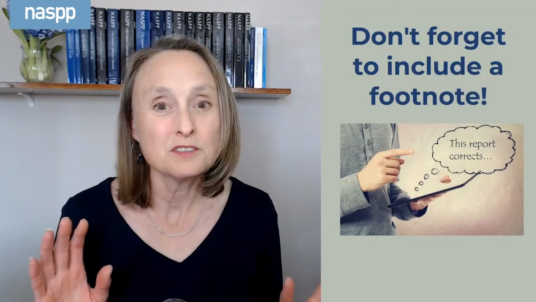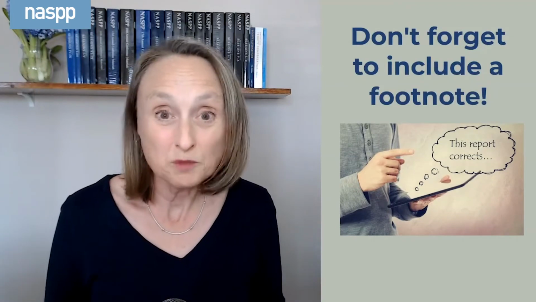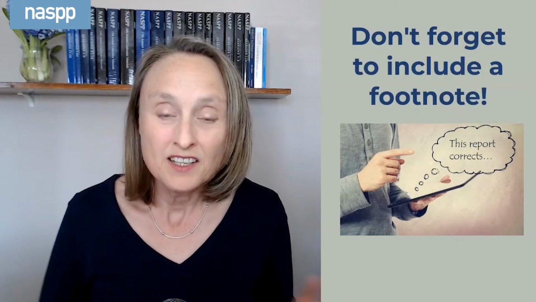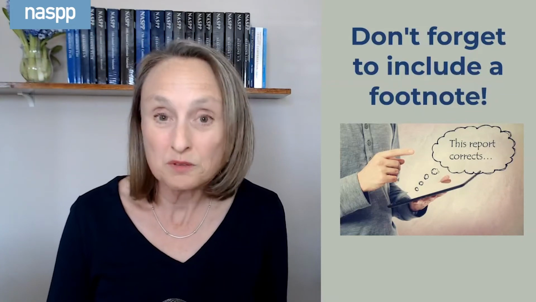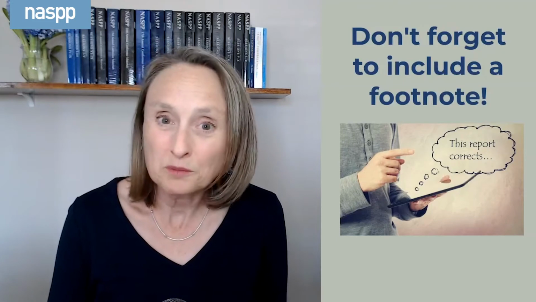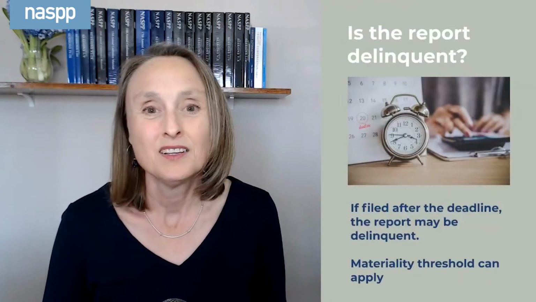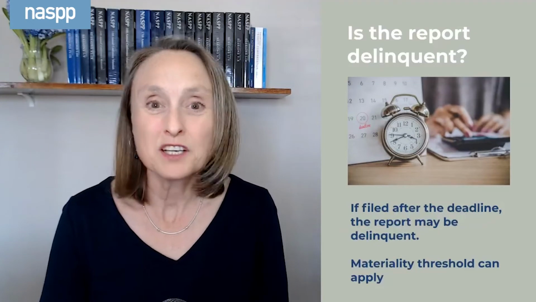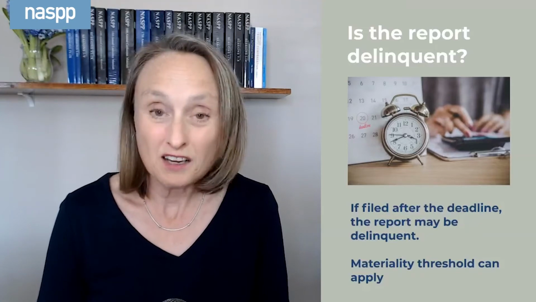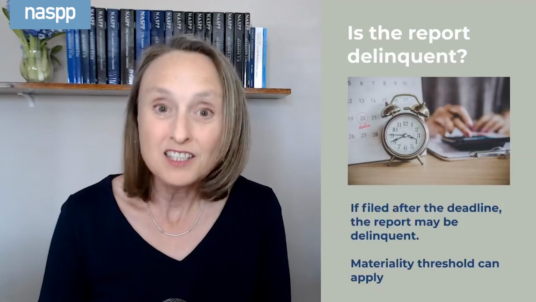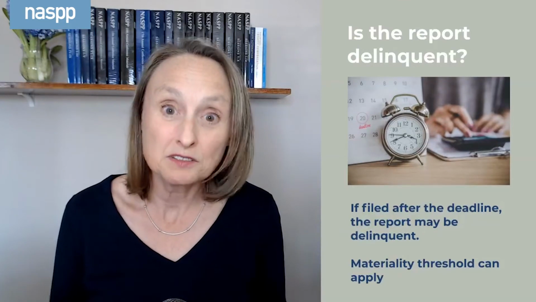Whatever the mistake is that you are correcting, don't forget to include a footnote on the amended form. The SEC requires a footnote explaining the nature of the amendment, and this is really helpful information for investors. You'll also need to assess whether or not the amendment creates a delinquent filing for the insider. If the amended filing is submitted after the deadline that applied to the original filing, chances are, yes, you've got a delinquent filing that you're going to need to disclose in your proxy statement. But there is a materiality threshold here.